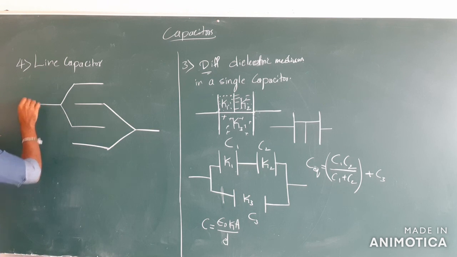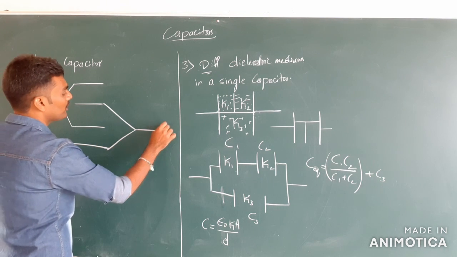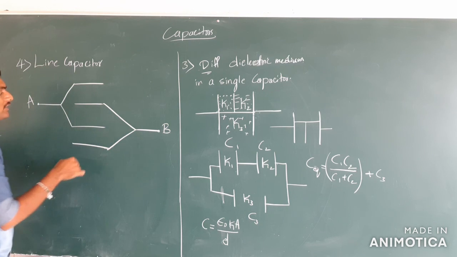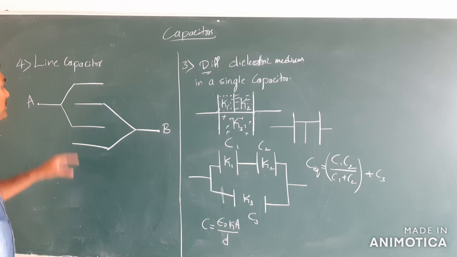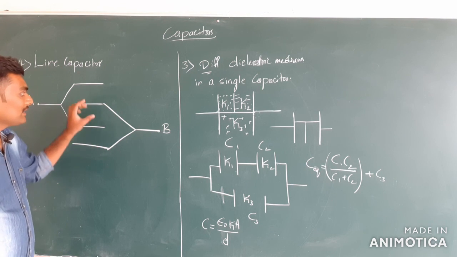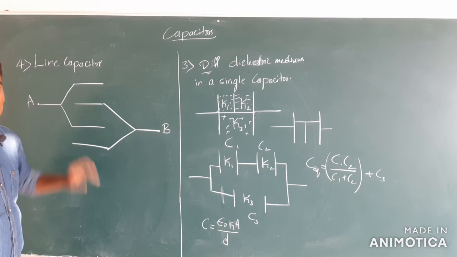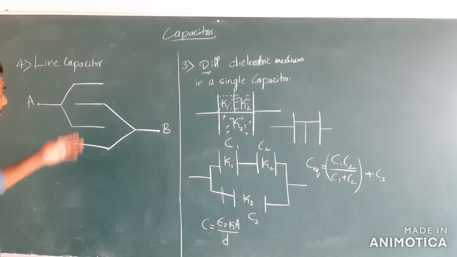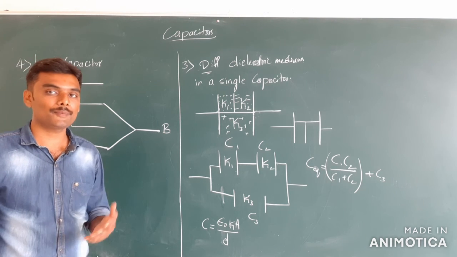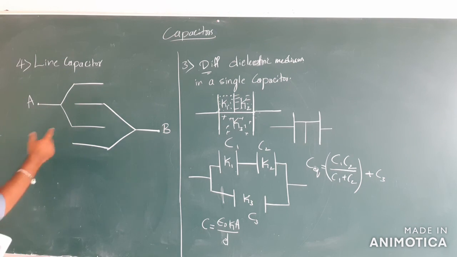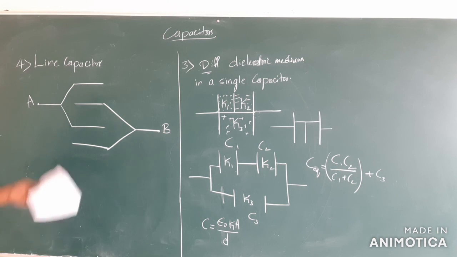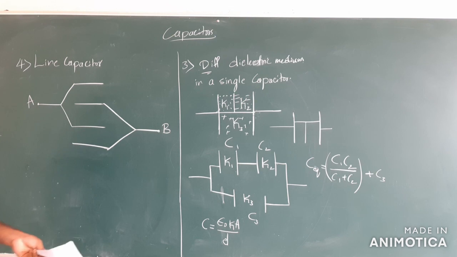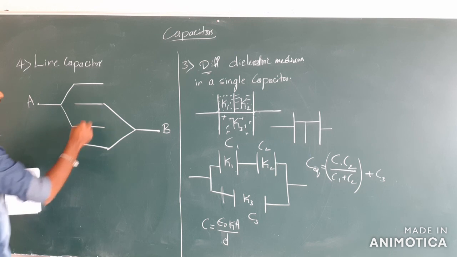So, this is point A and this is point B. These are the plates which are equidistant from each other and have the same area of cross section. Just a simple example, then you need to build on it. If you have such a capacitor given, how do you solve this? It doesn't look like a capacitor, but yes, it is a capacitor. These are the plates.